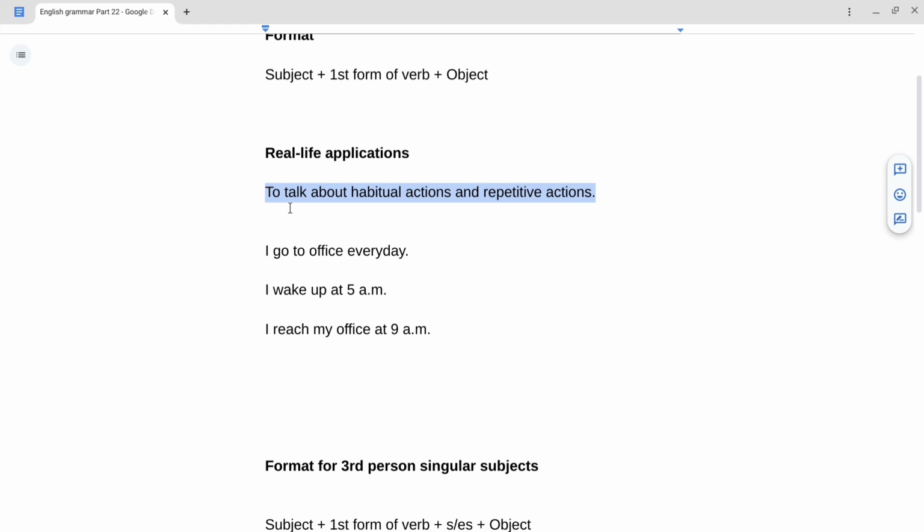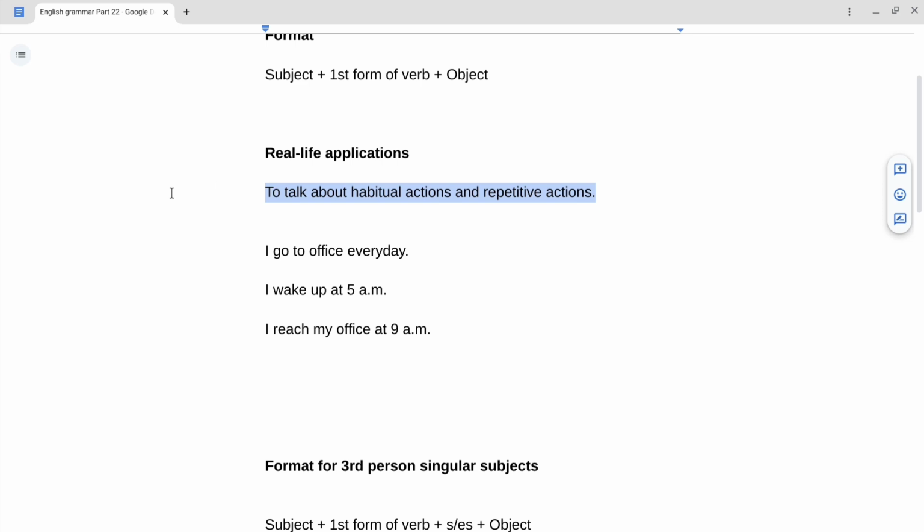Real life applications of simple present tense is to talk about habitual actions and repetitive actions. Remember that we don't need to learn the grammar rules. You can just learn the format and make sure you learn grammar for real life applications, not for an exam purpose. Unless you need it for an exam purpose or unless you are a teacher in English, then it is fine. Otherwise, for common people, you need to learn how to apply what you have learned here in your real life situations. That's why I have mentioned here the real life applications of simple present tense is to talk about habitual actions and repetitive actions. Whatever you do on a daily basis and which is repetitive.